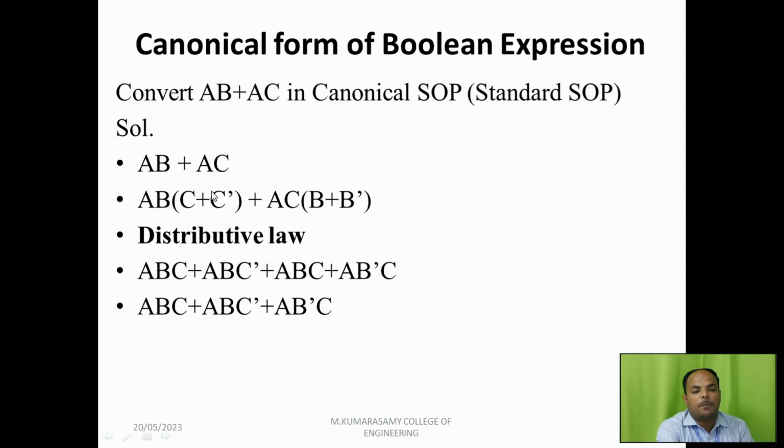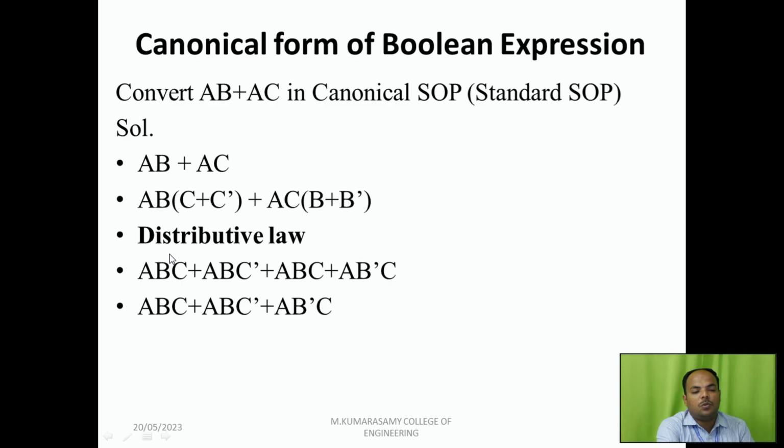Now we apply the distributive law. Already we know that the distributive law is A into B plus C equal to AB plus AC, just like a multiplication. When you apply this, we get the first term ABC, then ABC bar as the second term. Again you have a plus term, then ACB, which you can write as ABC, next AB bar C. So you get the simplification after the distributive law.